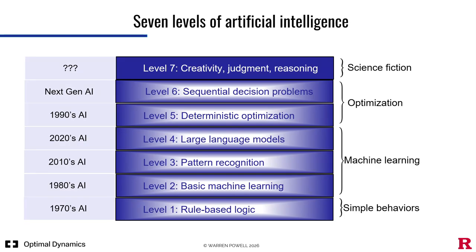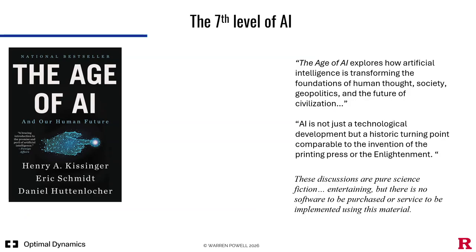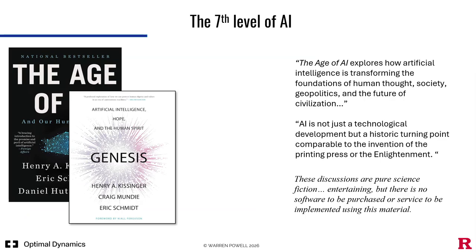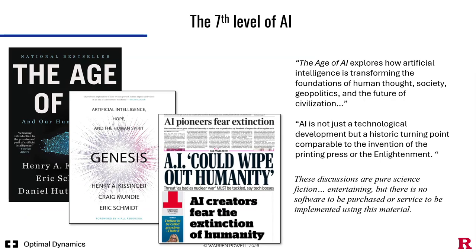Now, level 7, this is when we get to what we've been seeing in the newspapers. We have books by Henry Kissinger, The Age of AI, or Genesis, where they're thinking about the magical things that AI can do, or maybe AI could wipe out humanity. These discussions of AI are entertainment. I refer to them as science fiction. There is no software behind these things. You're never going to wake up and have a group of robots trying to take over the government. But it's fun. It's entertaining to talk about.